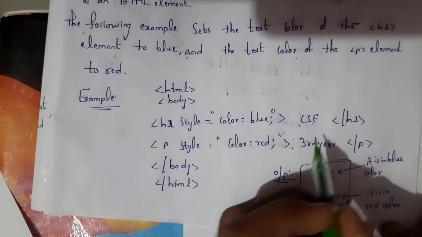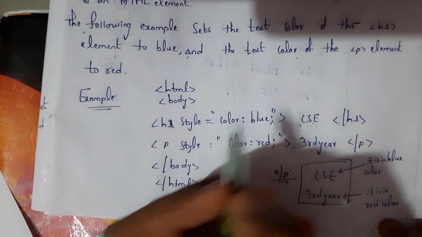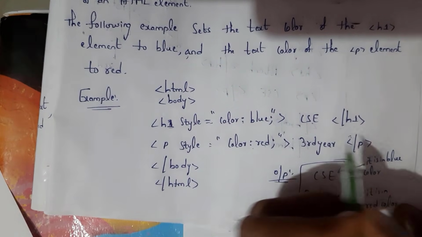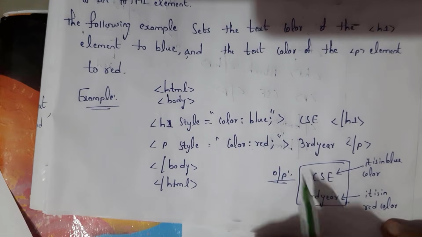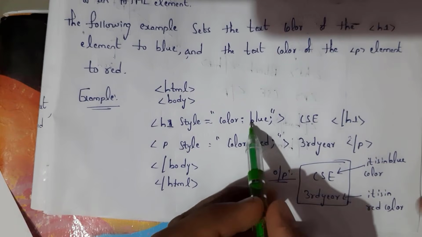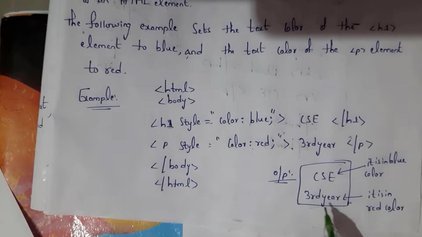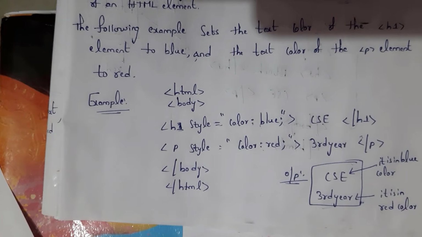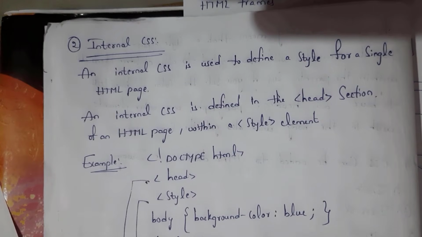And I closed this heading, and similarly I closed this paragraph. So the output is going to display like this. The heading is going to display in blue color, and similarly the paragraph in red color. This is how the output is going to look. This is inline CSS. Next one is internal CSS.